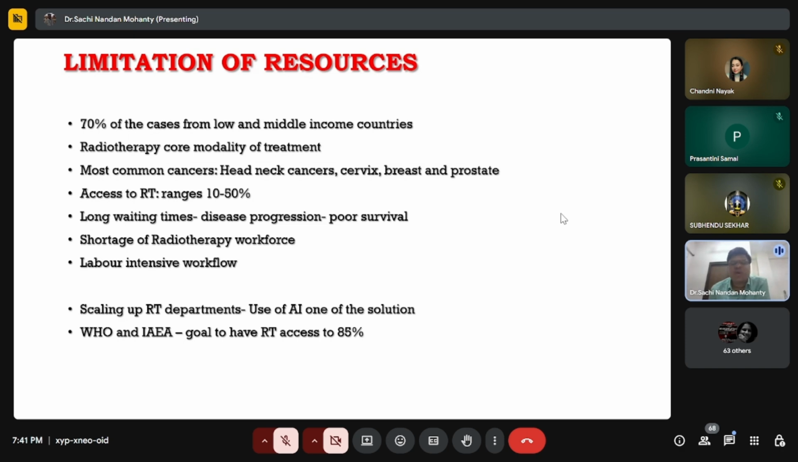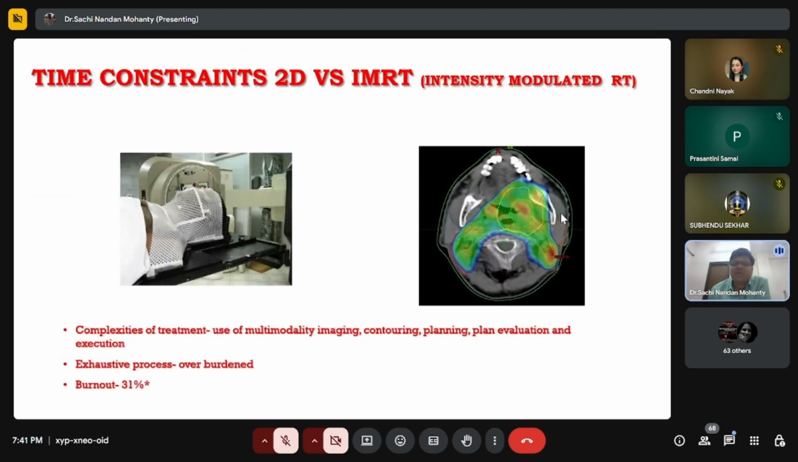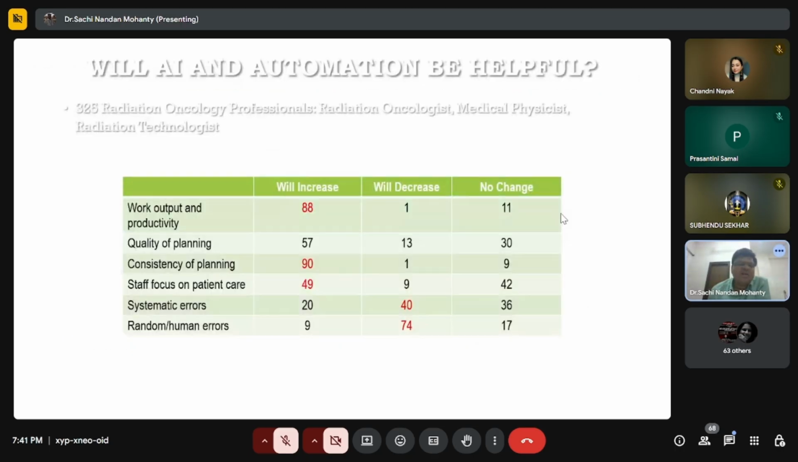Those people are very, very poor and sitting in rural areas. They don't know what exactly cancer means, right? So WHO and IAEA call radiation success up to 85%. So these are the equipment. This is brachytherapy and 2D based IMRT, intensity modulated radiotherapy.